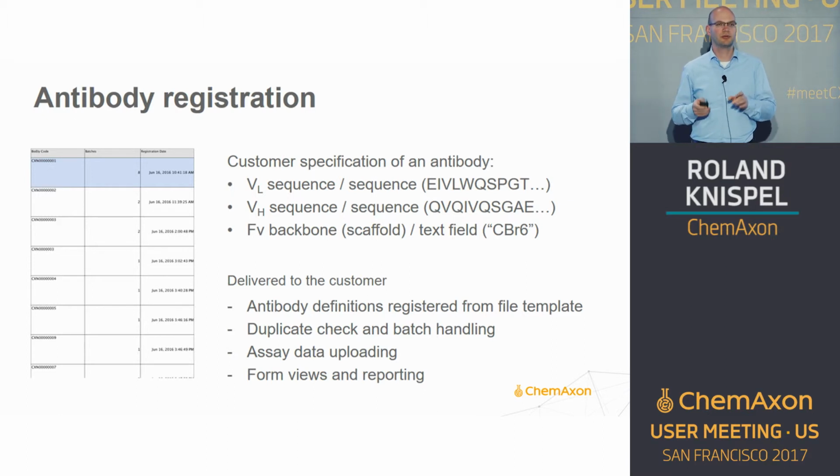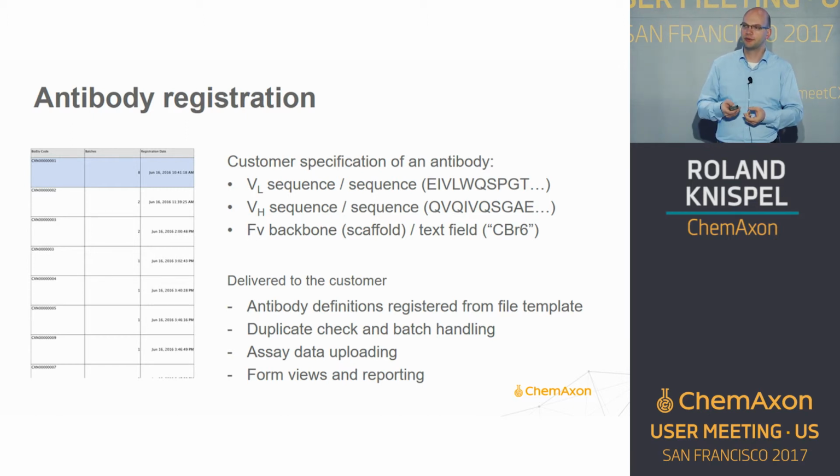The customer wanted to register antibodies in pretty much the same way as you would expect to register small molecule structures. However, what's the specification of an antibody? That is, I only define an antibody by the variable part of the light chain, the variable part of the heavy chain, and essentially a text field which describes the scaffold onto which these domains are grafted.